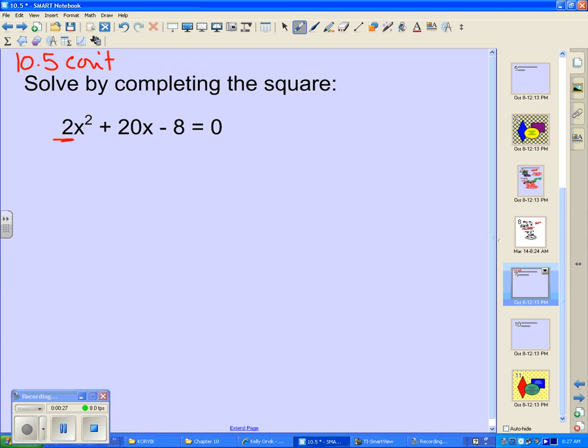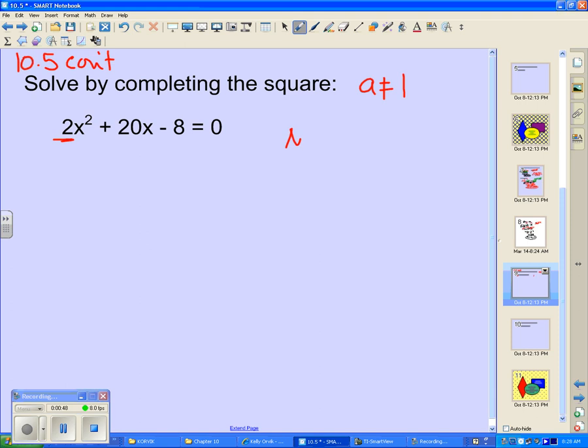So in the other problems, we would say that a was equal to 1 because it was like a 1x squared instead of a 2x squared. So in all the problems that we're going to do today, a is not going to be equal to 1. And these really aren't any harder. It just adds one more step.